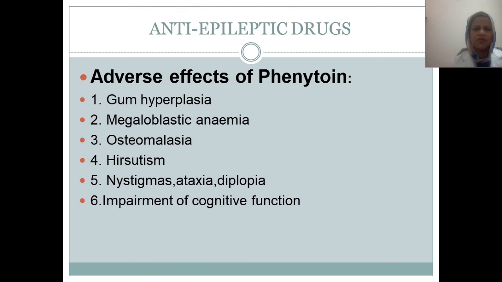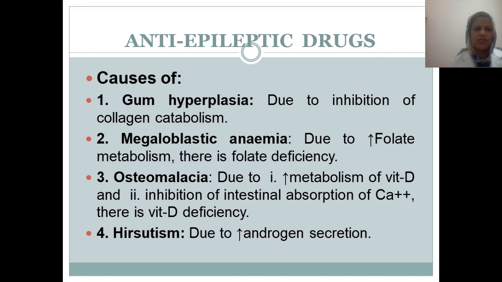Now the adverse effects of phenytoin are gum hyperplasia, megaloblastic anemia, osteomalacia, hirsutism, nystagmus, ataxia, diplopia, impairment of cognitive function. The causes of adverse effects: gum hyperplasia is due to inhibition of collagen catabolism. Megaloblastic anemia is due to folate metabolism. Increased folate metabolism causes folate deficiency.